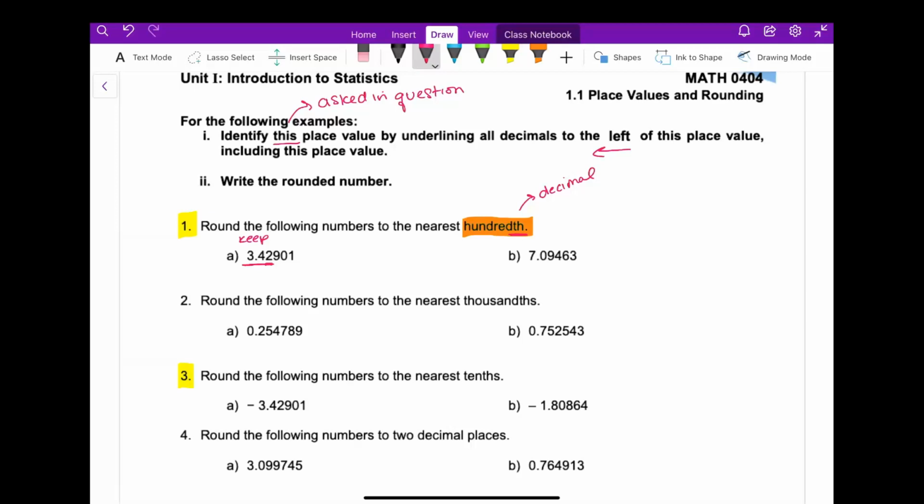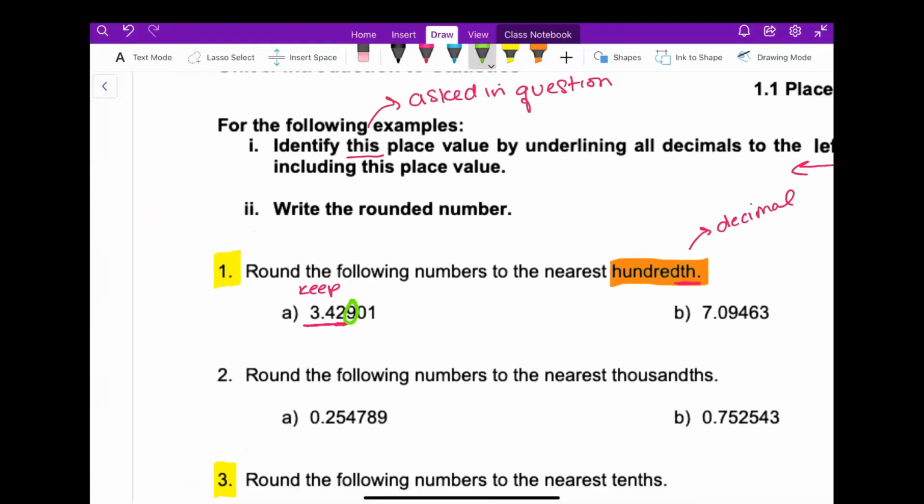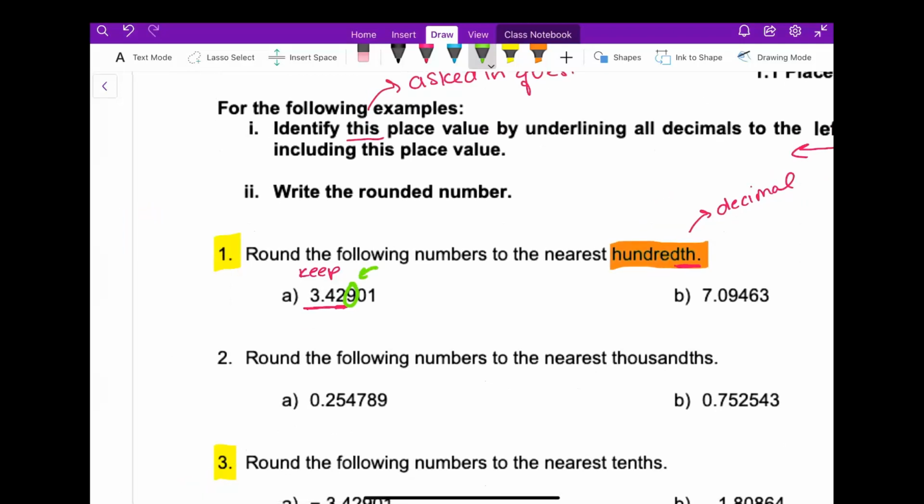So once we underline, we circle the number to the right of that. So we're looking at this 9. And with this 9, we make a decision. Here's our decision. Is this 5 or more?